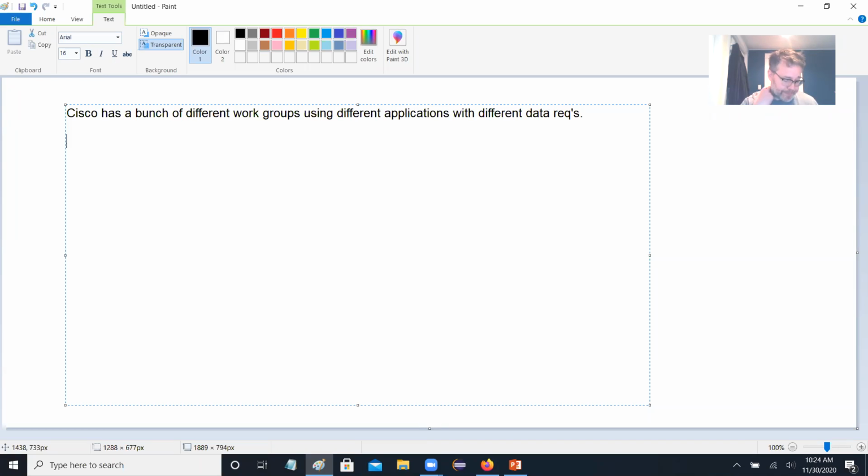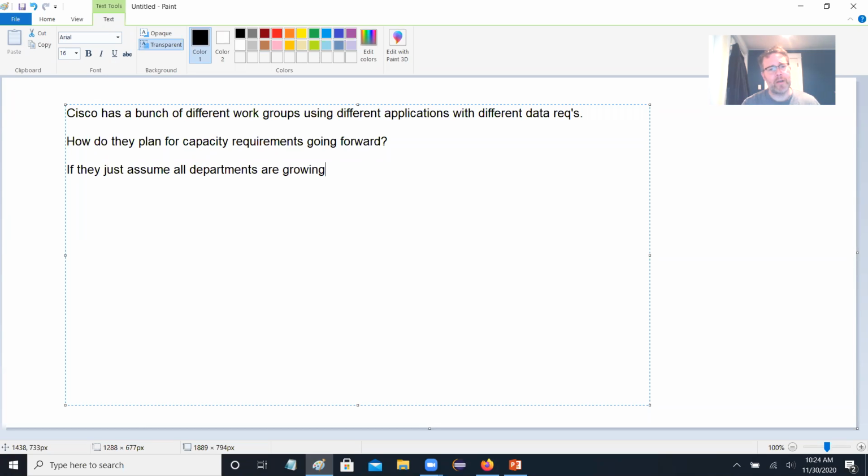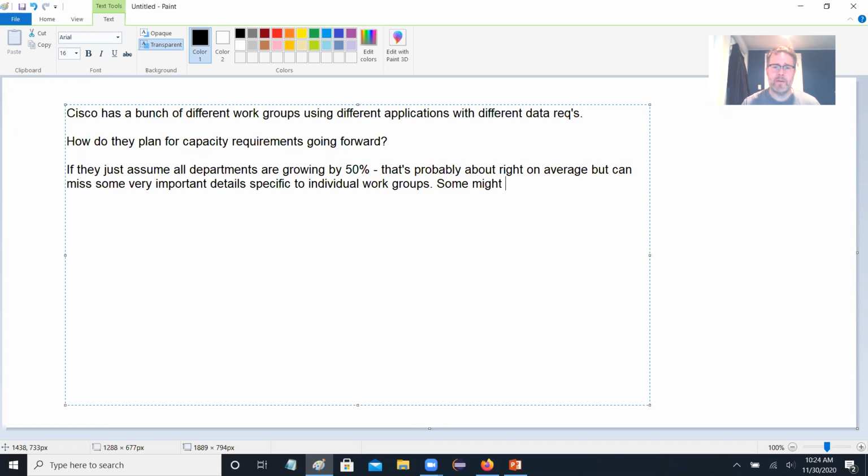Okay, that's the key point. Now, how do they plan for capacity requirements going forward? Right? So here's the thing. If they just assume all departments are growing by 50%, well, that's probably about right on average, but can miss some very important details specific to individual work groups, right? Some might go up by 200% and others basically flat, maybe 10% growth. Okay, so that's what they need to figure out.